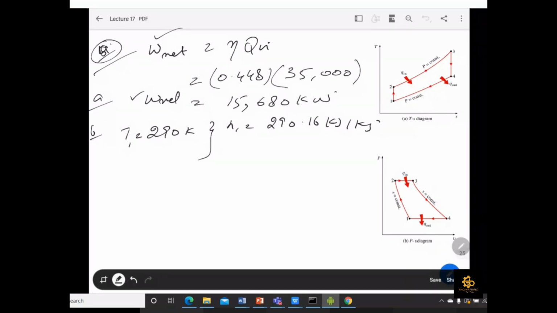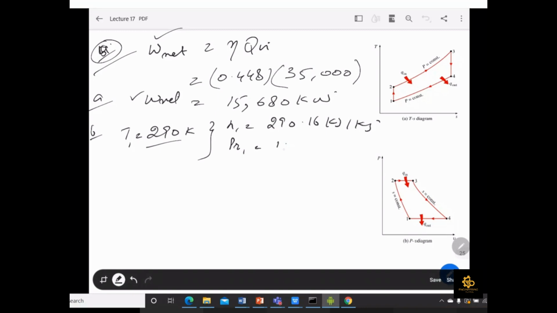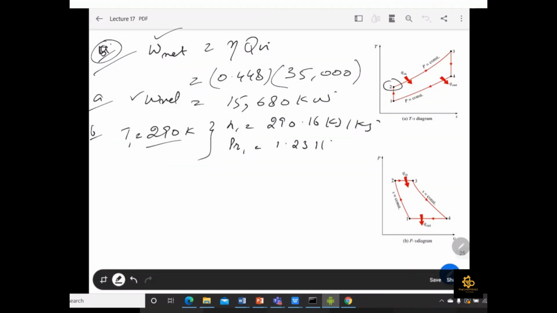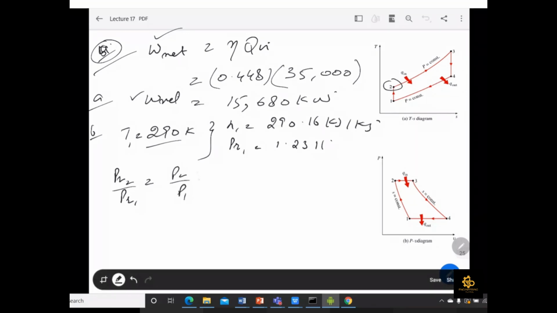And we need another parameter, so we find the relative pressure at point number 1 against this 290 Kelvin, which is 1.2311. From here we can find the enthalpy value at point number 2. So first we need the relative pressure at point number 2. It's a similar procedure we already talked about in the previous example as well.